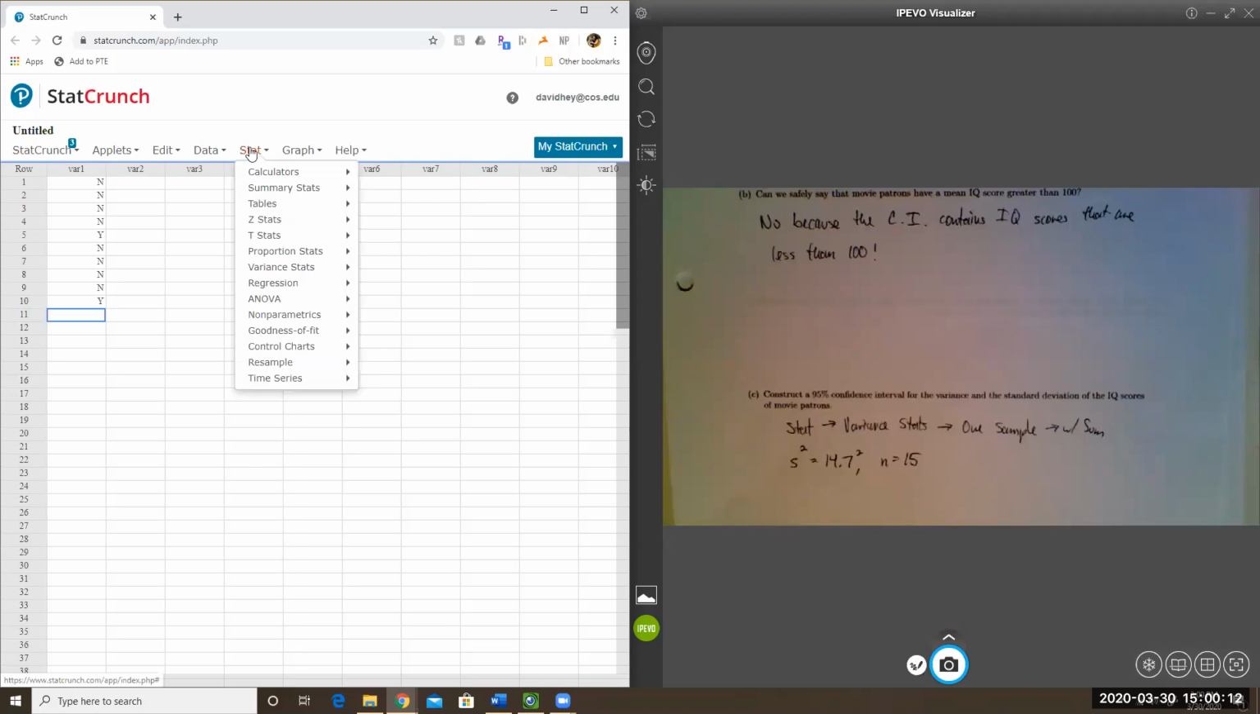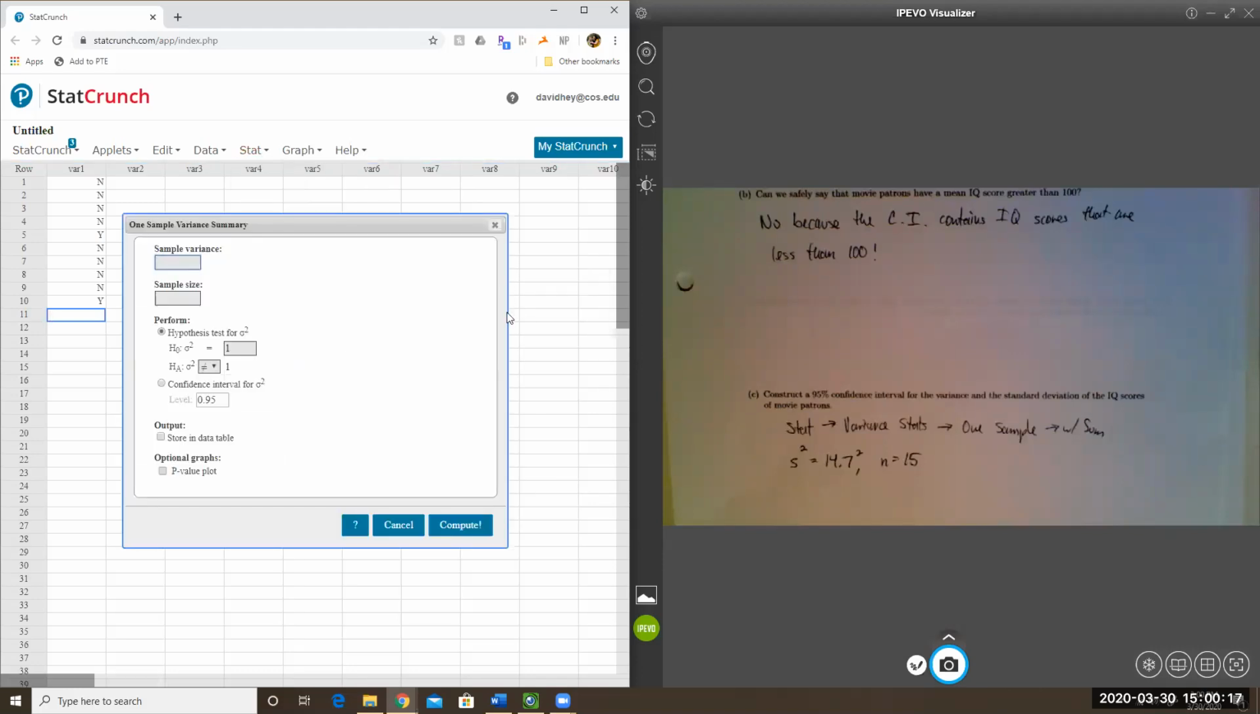So I'm going to go to Stat, Variance Stats, One Sample with Summary. Sample variance is 14.7 squared. So I'm going to put 14.7, and then if you look at the 6 on your keyboard, there's a little triangle looking thing above the 6. If you hold down Shift and hit 6, you get that symbol. We call that a caret. So I'm going to put 14.7 caret 2. That's 14.7 squared.